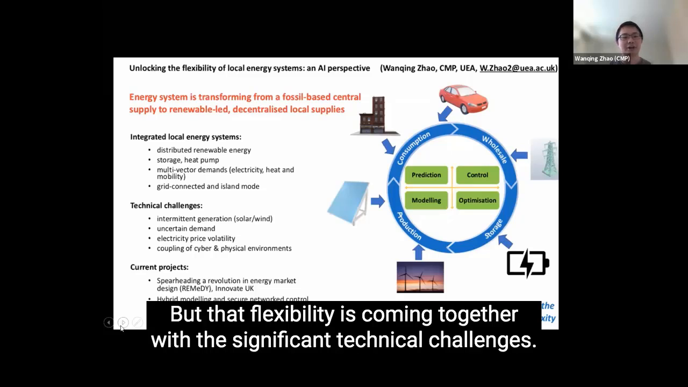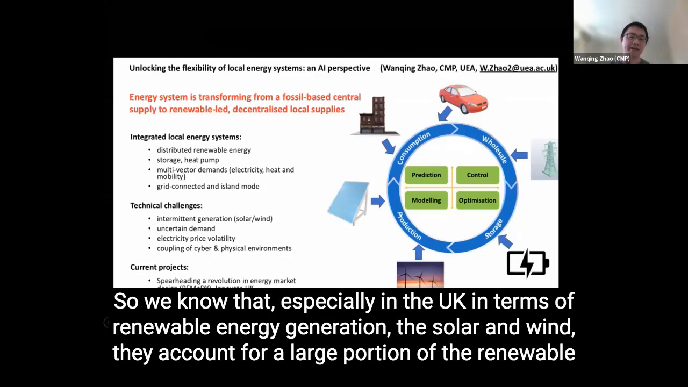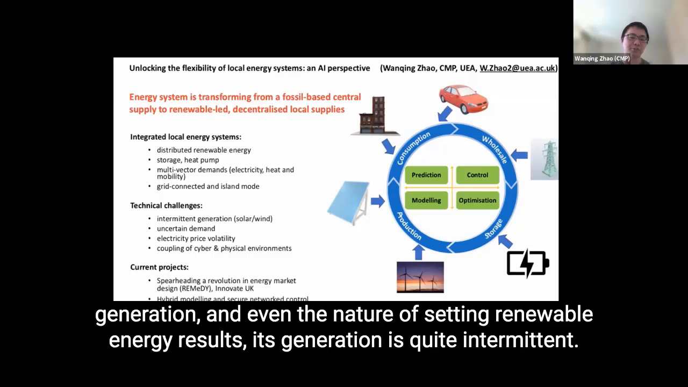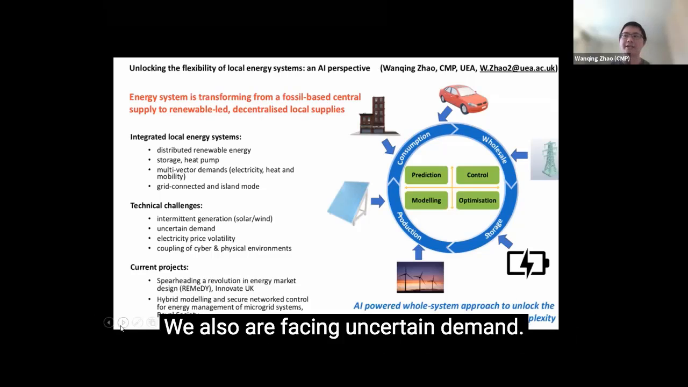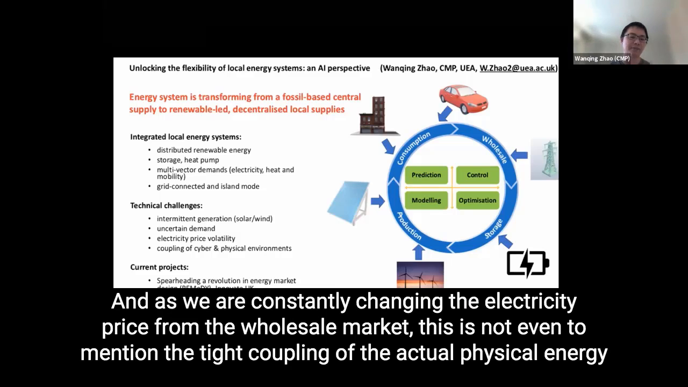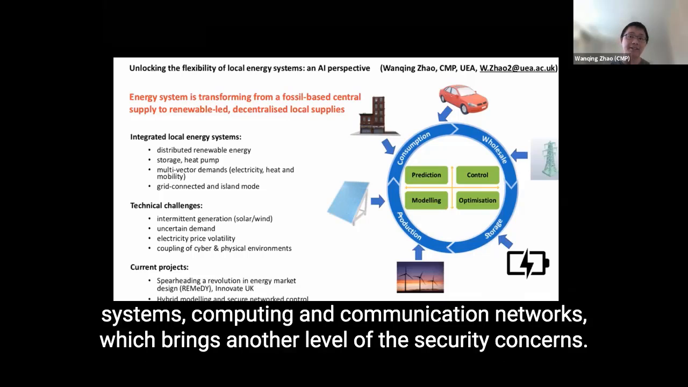But that flexibility comes together with significant technical challenges. We know that especially in the UK, the solar and wind account for a large portion of the renewable generation. And given the nature of such renewable energy resources, the generation is quite intermittent. We are also facing uncertain demand, as well as constantly changing electricity prices from the wholesale market. This is not even to mention the tight coupling of the actual physical energy systems and the computing and communication networks, which brings another level of security concerns.